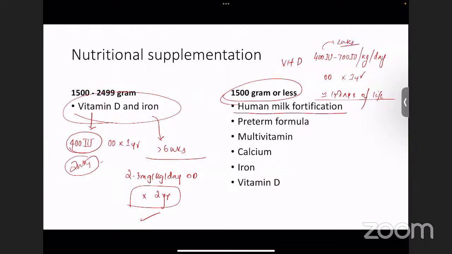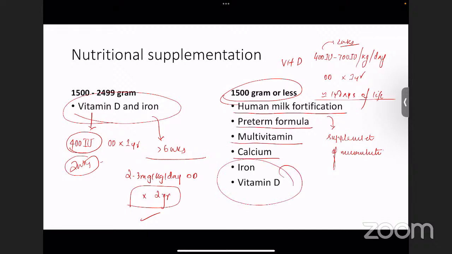So human milk fortification, as I say, they require supplementation of minerals, of many micronutrients, for which you have to do human milk fortification. If this is not available, go for preterm formula. You can give multivitamin, calcium. So already I discussed about it.